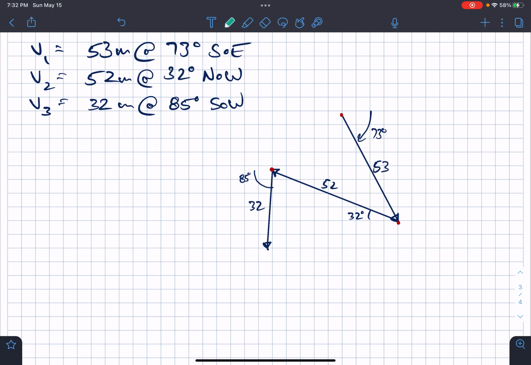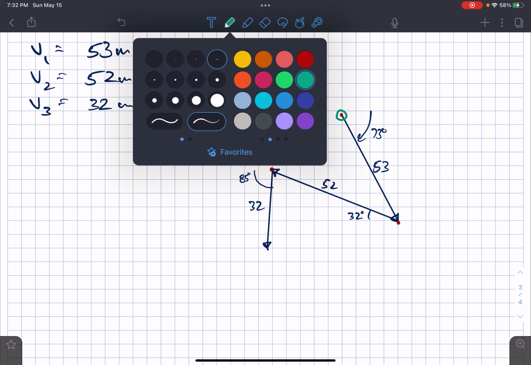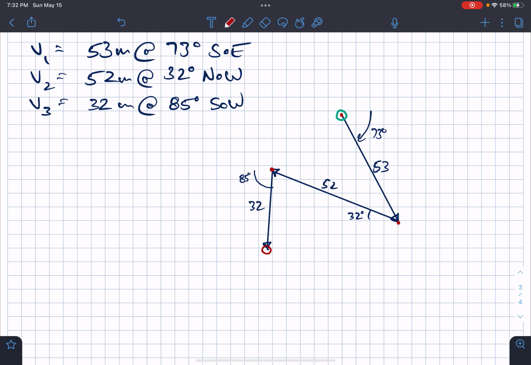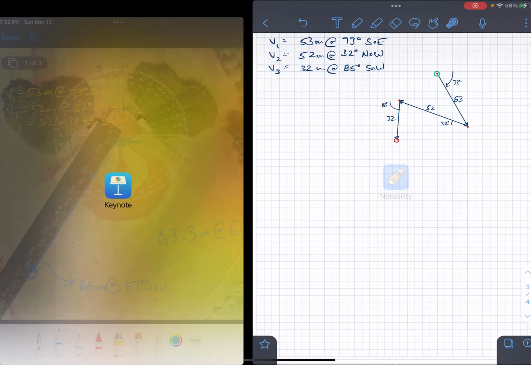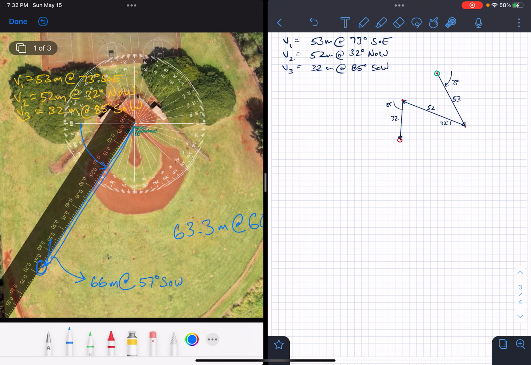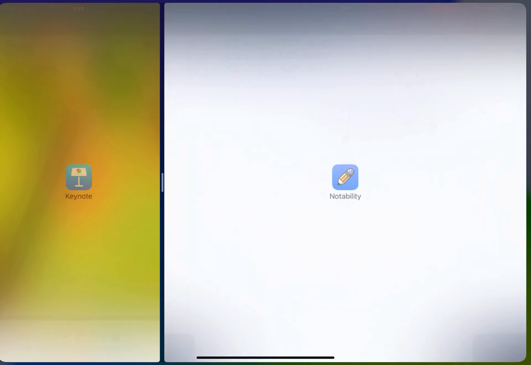I'm going to put a green circle at the starting point, and a red circle at the end point right here. And this magnitude and direction are what we had measured in the last segment. Let's go back to Keynote here real quick. That magnitude and that direction right there should be what I just outlined for you.